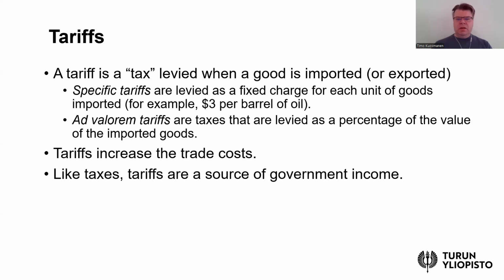And tariffs can be in absolute terms. In that case, they are called specific tariffs. For example, if the tariff is fixed at $3 per barrel of oil, as in this example, then it's called a specific tariff. A common tariff is a so-called ad valorem tariff, when the tax is a percentage of the value of the imported goods. In either case, of course, tariffs increase the trade costs, but on the other hand, tariffs are a source of government income.